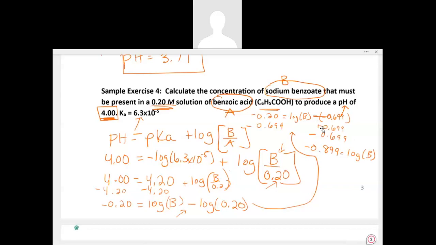Then to take the antilog, or reverse the log, we can raise 10 to both sides. 10 to the log of B reduces to just the concentration of base. So we do 10 raised to the negative 0.899, and that will give me a concentration of roughly 0.13 molar.